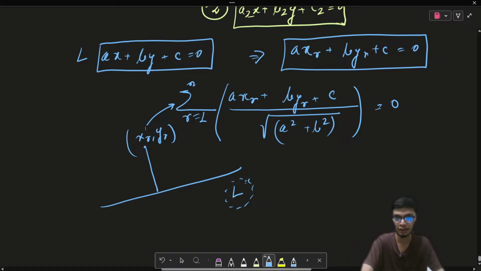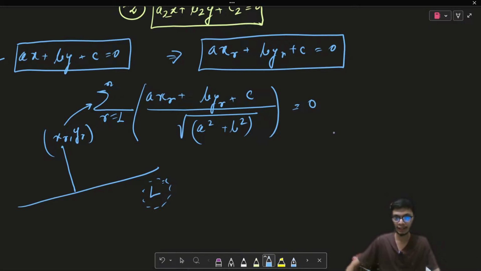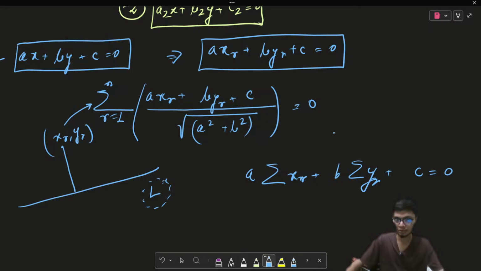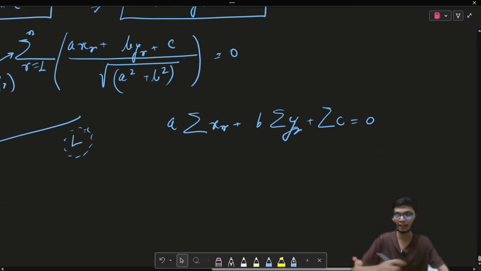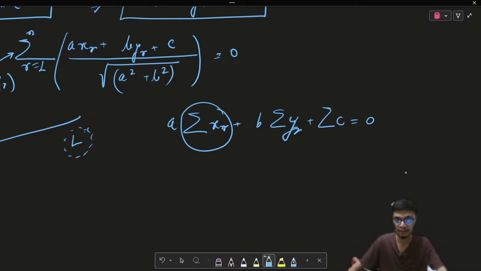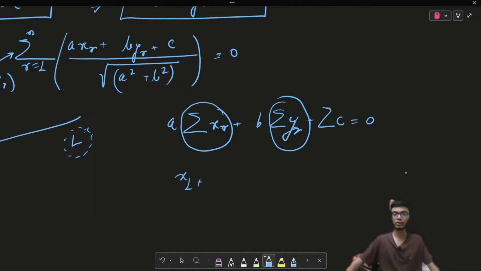And if I have this result, I can modify this expression and write it as a times the summation of xr plus b times the summation of yr plus c would be equal to 0, or the summation of c, right? So from here I can say that this line is definitely going to pass through the point which is the summation of xr and the summation of yr, and it should also be divided by n, because c into the summation of 1 will generate the value n. So if I remove the summation, I am dividing all the terms by n, right?